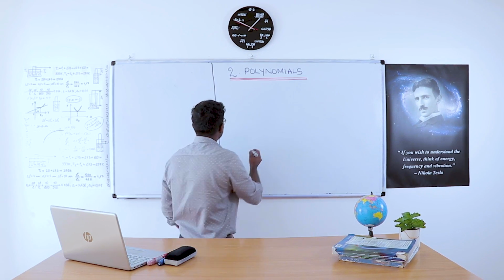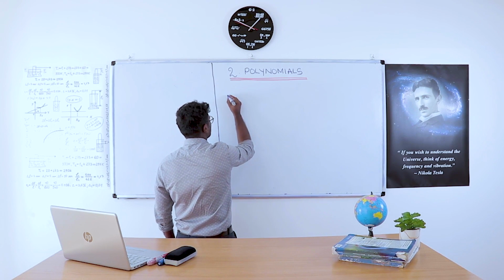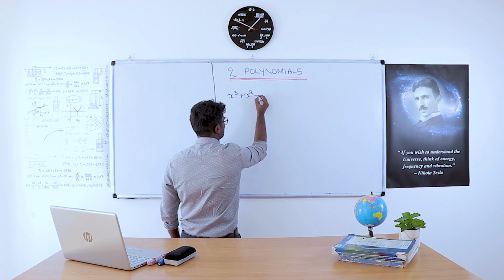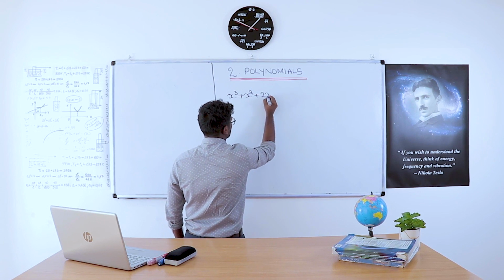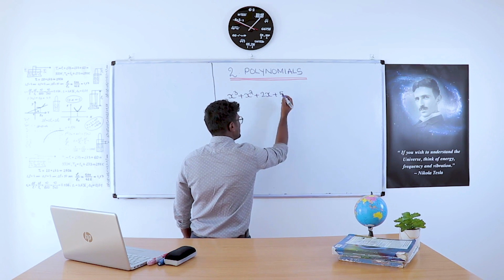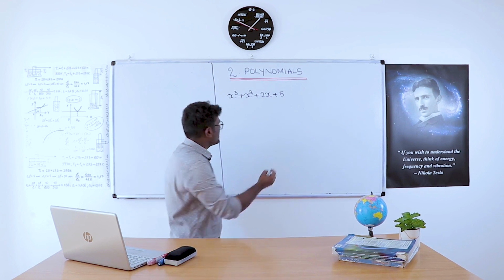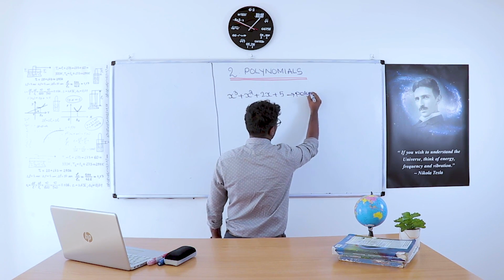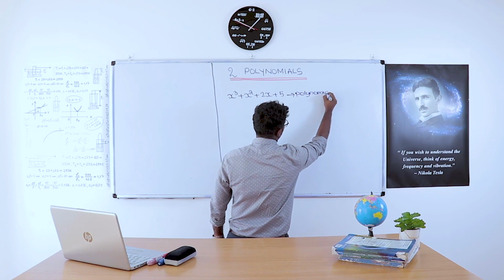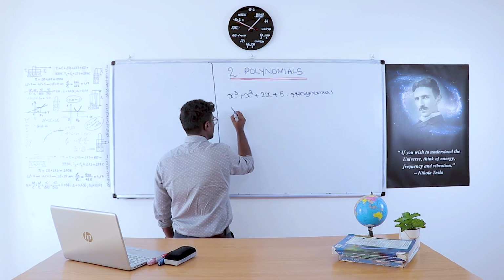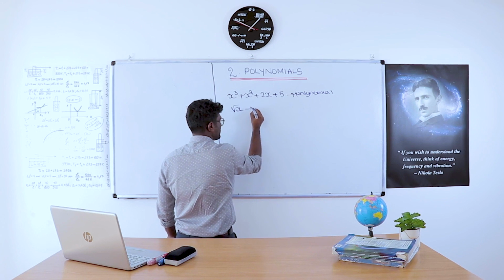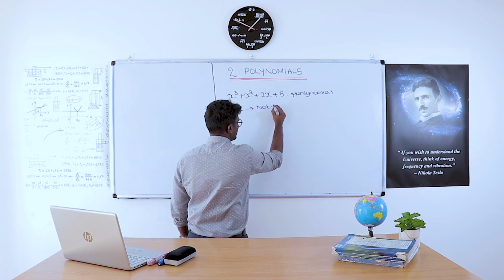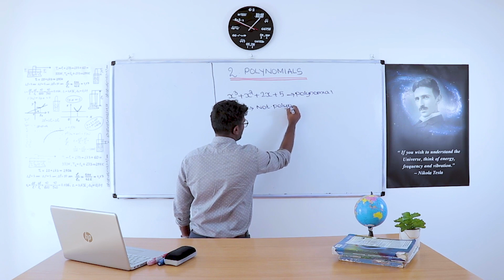So first of all, I write the expression x cube plus x square plus 2x plus 5. Is that a polynomial? Yes, this is a polynomial. Then I will write another one. Root x, is that a polynomial? It's not a polynomial. So why, we will discuss. This is not a polynomial.